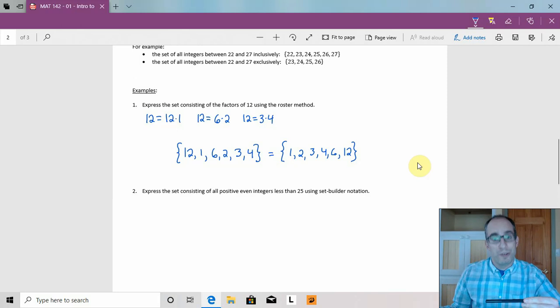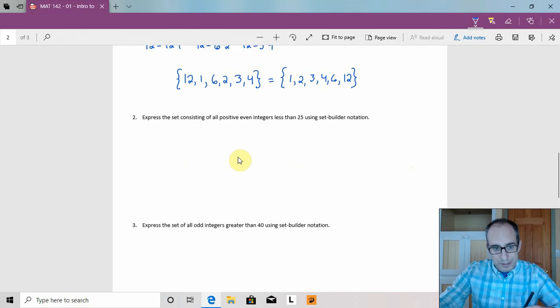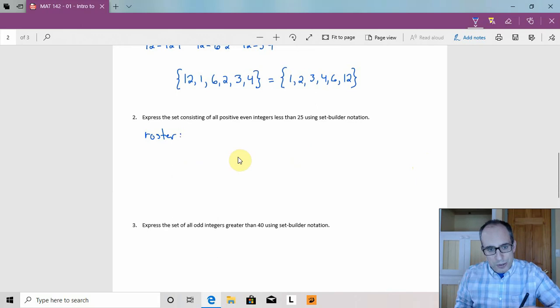All right, so if we were going to use the roster method, I just want to have this here as a reference. I'm not going to write out the whole thing, but I'll write out part of it. We'd have 2, and then 4, and then 6, and then 8, and then a whole bunch of other numbers, and eventually we'd get up to 24.